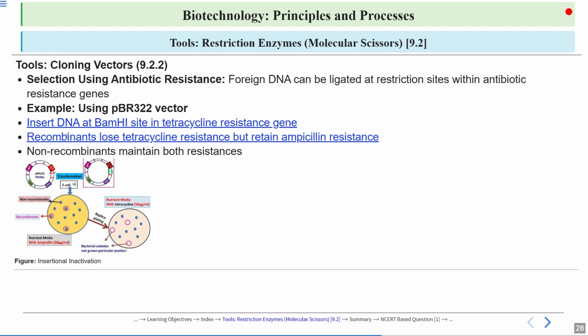So we have inserted the DNA at the BamHI site in the tetracycline resistance gene, and because of this, recombinants lose tetracycline resistance but retain ampicillin resistance, and non-recombinants maintain both resistances. So both recombinants and non-recombinants will grow in media with ampicillin, but the recombinants will not grow in media with tetracycline.